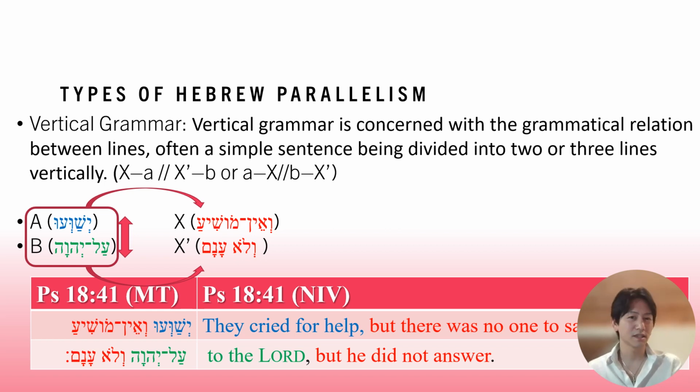Here you see an example of vertical grammar that is often overlooked and untranslatable in English. What we want to see is that both the first and second line depend on each other, and we should be reading these two lines not as two individual sentences. Instead, one single sentence and idea.